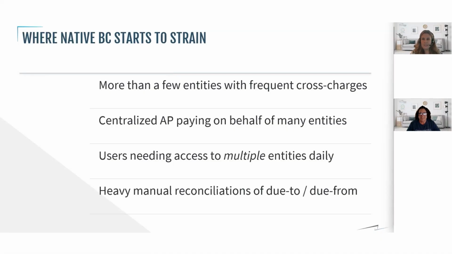So we wanted to talk through where you might see native BC start to strain. These are warning signs, they're not failures. Some of these may feel familiar if your business has changed or grown or you've added additional entities. What you might see is that if you have more than a few entities with frequent cross charges, or you have now a centralized AP paying on behalf of many entities, you have users that need to access multiple entities daily, and you have heavy manual reconciliations of due to, due from, you may be starting to see some of the strain.